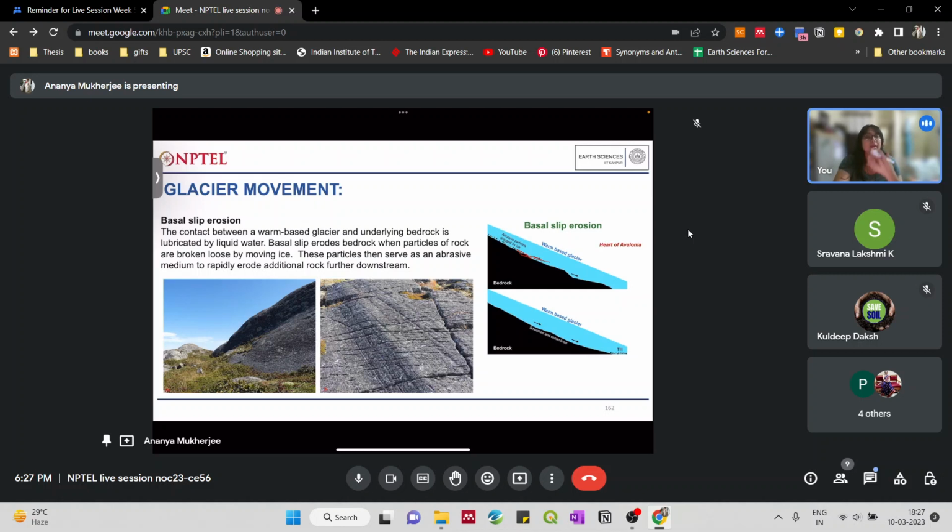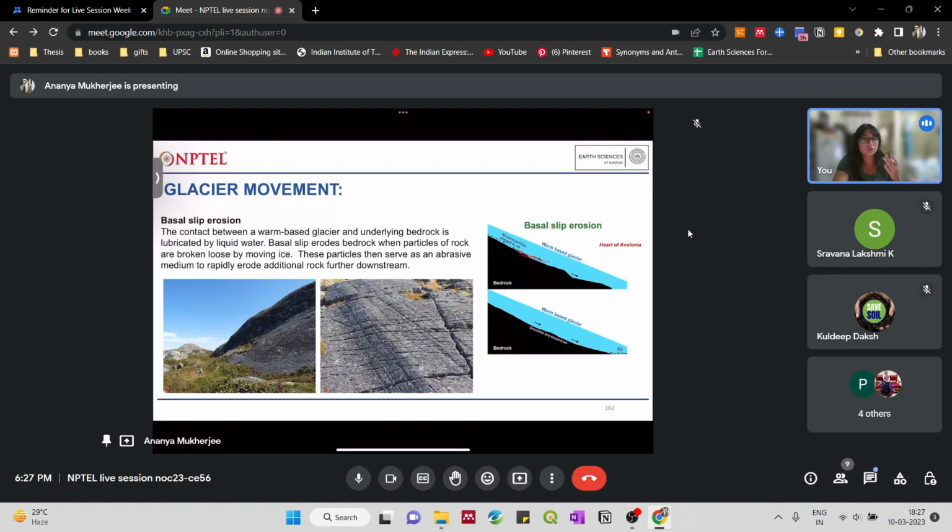You might think the entire thickness of the glacier is going to be frozen. But because of pressure, the part where there is contact between the glacier and the bedrock is lubricated with water, and because of that the glaciers are moving. That is called basal slip. During basal slip, some part of the bedrock could be broken by movement, and those pieces are going to travel with the glaciers.